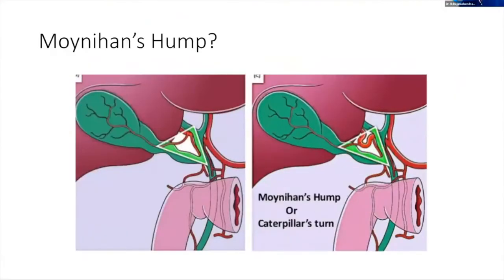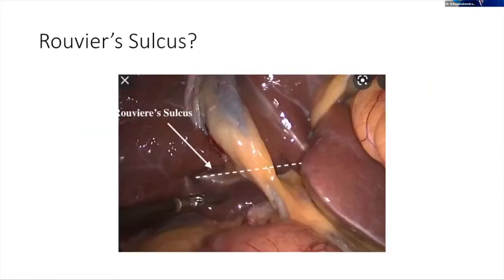So please remember, the cystic artery or Moynihan's hump can cause confusion. You should be very careful before clipping the cystic artery. If there is some bigger artery during surgery, think of Moynihan's hump. That is nothing but an abnormal tortuous course of the right hepatic artery.